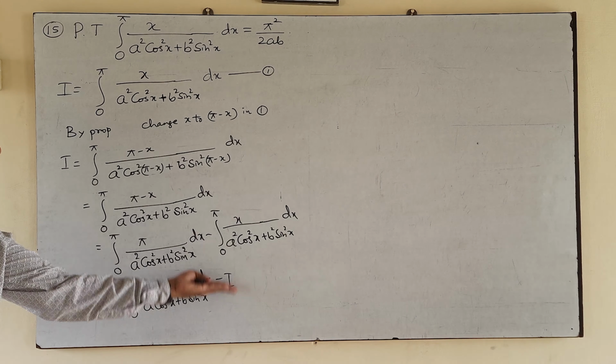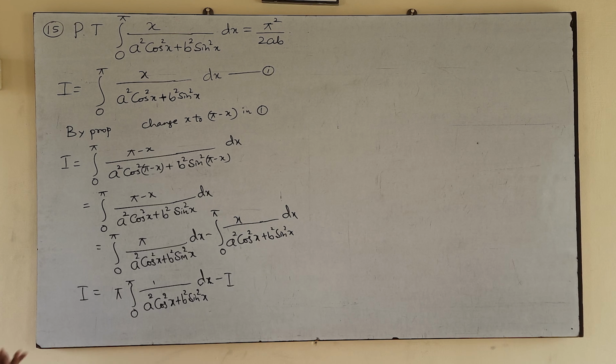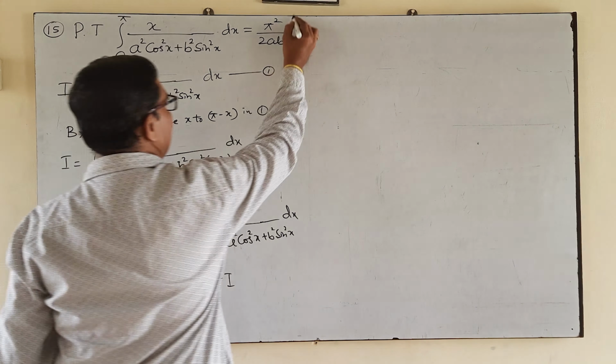Right? Take minus I on the left side plus I. Totally I plus I, 2I is equal to integral from 0 to pi, pi constant, that is dx divided by a square cos square x plus b square sin square x. Okay, now simplify. How to reduce it?